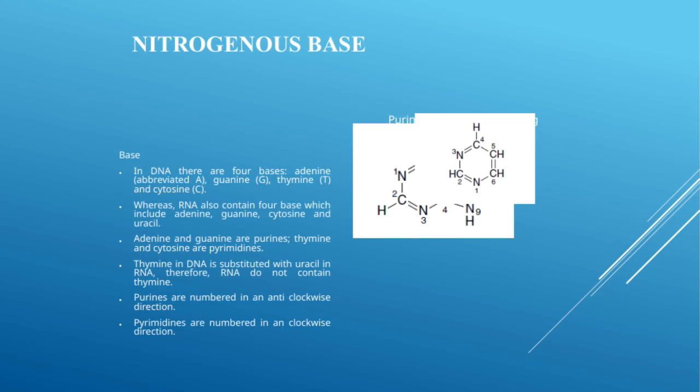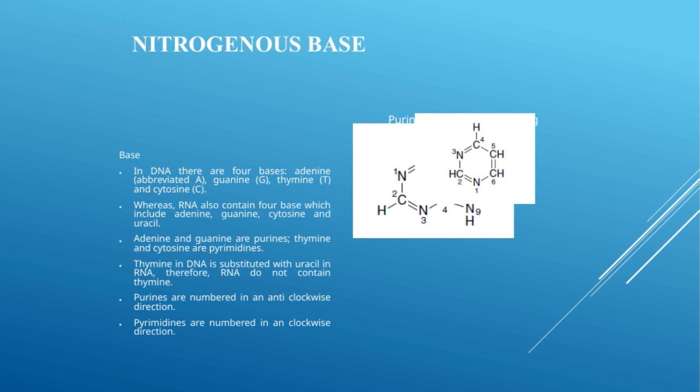Let's take a closer look at the purine and pyrimidine rings in DNA and RNA. In DNA, we have four main bases: adenine, which we abbreviate as A, guanine, G, thymine, T, and cytosine, C. Now, RNA shares three of these bases: adenine, guanine, and cytosine. But instead of thymine, it contains uracil.